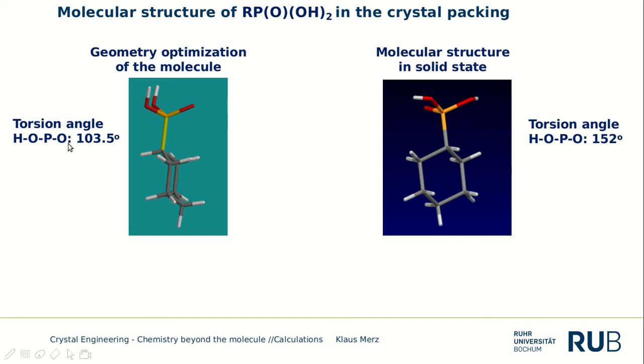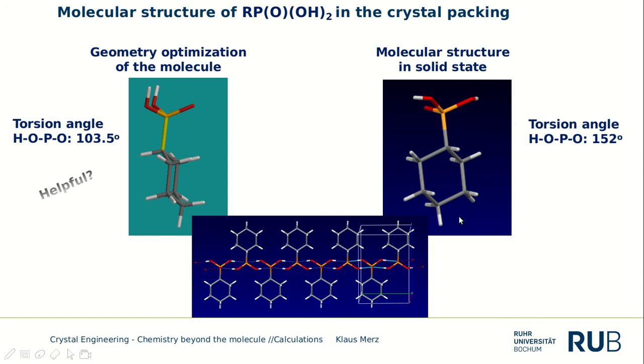Once again, compared with the geometry optimization, you see a big difference. And this torsion angle makes sense because if you look at the crystal packing, you will see the dominating hydrogen bonds are building a layer, which is impossible with the geometry optimization of a molecule. So this is a nice example, and I will show you some more where, for example, geometry optimization in the gas phase does not really make sense. It's not helpful.